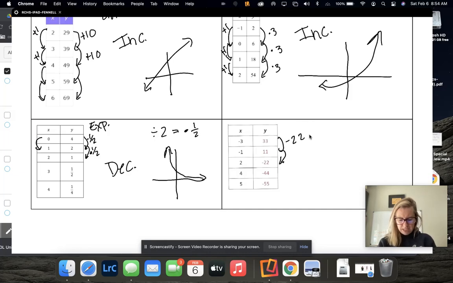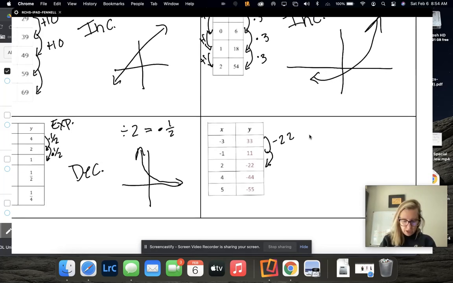Yeah, 33. So these are going by different values because look, we went from -3 to -1, that's +2. And then we went from -1 to 2, that's +3. So with this pattern, be really careful looking at your x values too, because this does have a constant rate of change, but my x values went by different amounts. So pay attention to that.